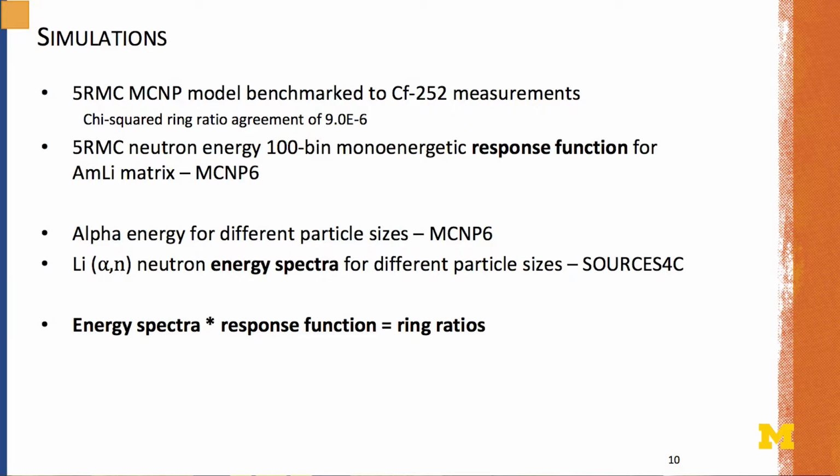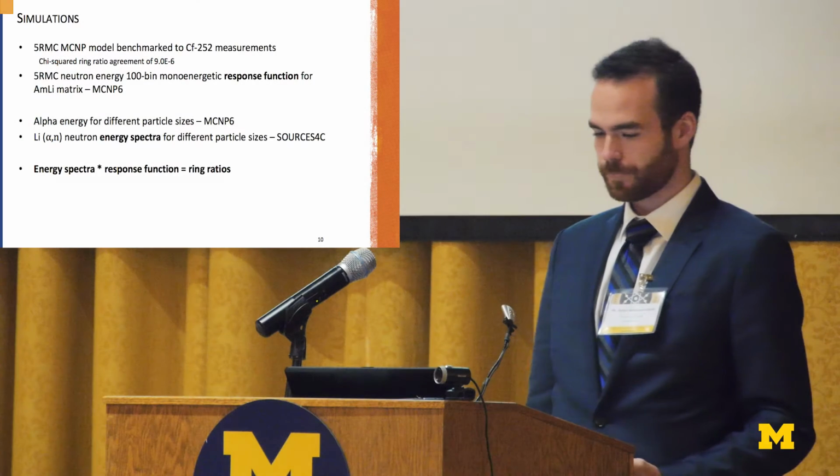So for our simulations, we took the 5RMC MCNP model and we simulated it with a californium source since that energy spectrum is so well known. And we got a chi-squared agreement of 9e-6. So that means that there is some bias in our MCNP model, which is important to know, and that any spectra that we generate through this method will have that bias built into it.